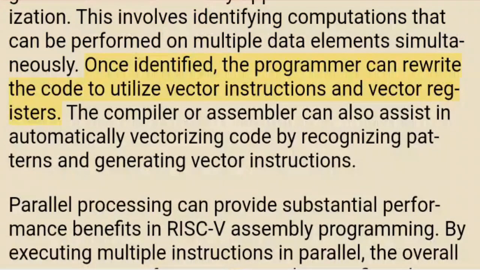Once identified, the programmer can rewrite the code to utilize vector instructions and vector registers. The compiler or assembler can also assist in automatically vectorizing code by recognizing patterns and generating vector instructions. Parallel processing can provide substantial performance benefits in RISC-V assembly programming.